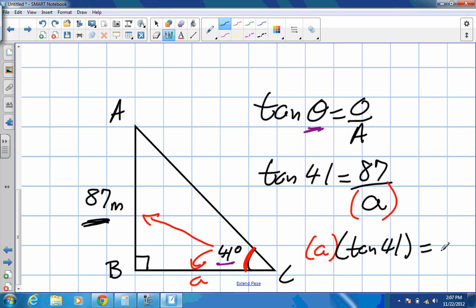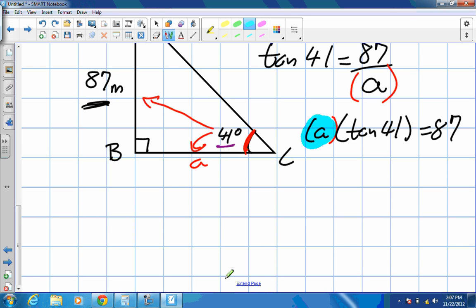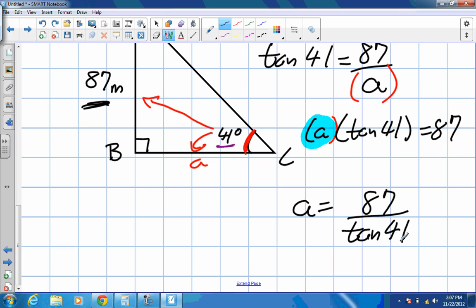We're not done here. We're trying to isolate A. So to isolate A, what is my next step? What do I need to move? That's right. And when I bring tan 41 over, what does it become? That's right, 87 over tan 41.